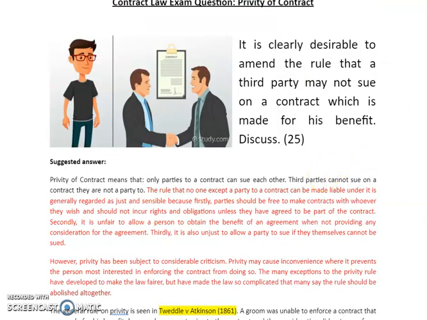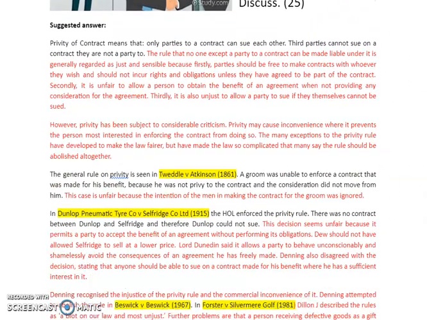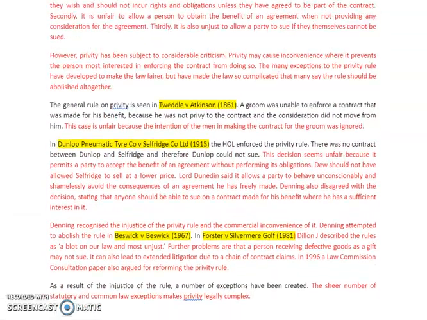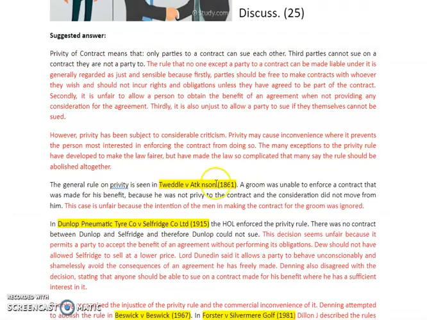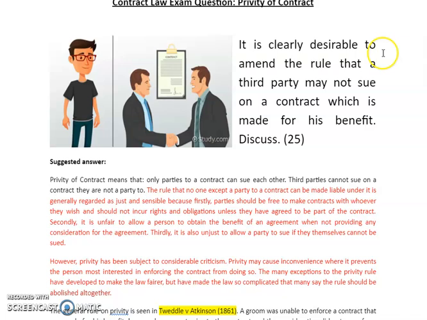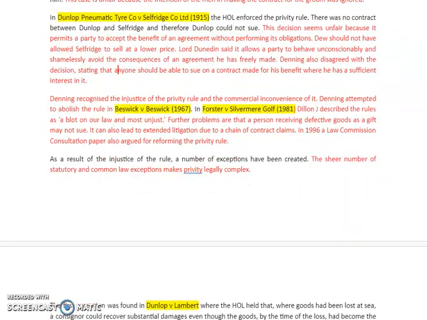So you can see here that by going through the different rules on privity and the different exceptions and referring to attempts by the different judges to try and get around the law, we've effectively answered this question, that there is at least a strong argument that it's desirable to amend the rule so that a third party can sue on a contract that has been made for his benefit.